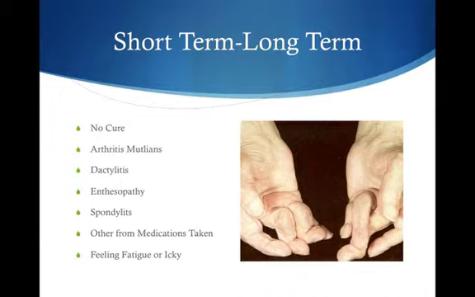The short term and long term of having psoriatic arthritis: there's no cure, so your joints will get worse. The mutilans will happen. The medications will just help slow the process down, but the process will happen. So you'll have the nail pitting and clubbing and discoloration. You'll have problems with your spine and lower back. You might have to take other kinds of medications, whether it be shot-wise, IV-wise, or pills. And you'll feel very fatigued and icky.